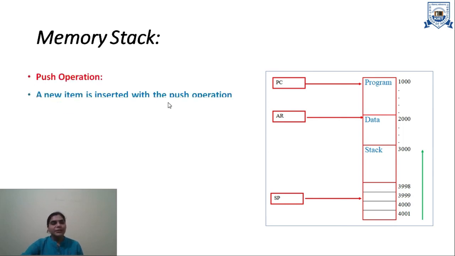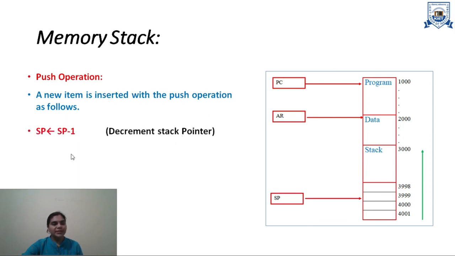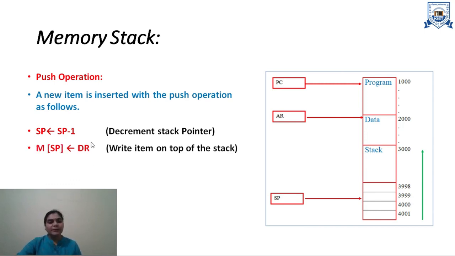Push operation. A new item is inserted with the push operation following these steps. First, the stack pointer is decremented because the stack is going from higher address to lower address. So the top stack pointer moves from higher address to lower address, and we have to decrement the stack pointer in this case. Now data will be copied from the data register to the stack.